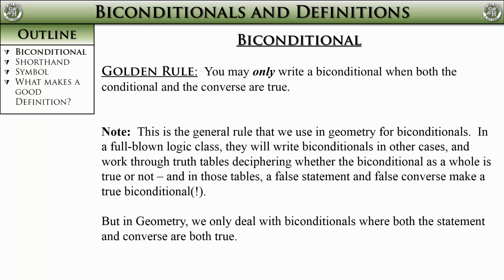I just felt compelled to tell you this in case you looked up biconditional and you're like, hey, wait, we can write them with false. What the heck's going on? I just wanted to make it clear that in geometry, we only deal with biconditionals where both the statement and converse are true. It makes for an easier time.